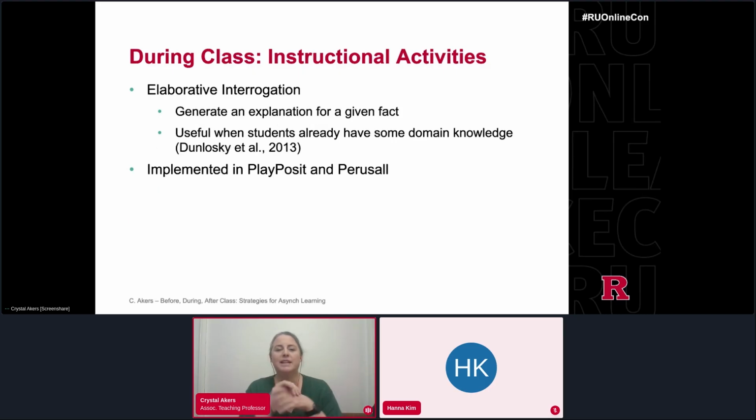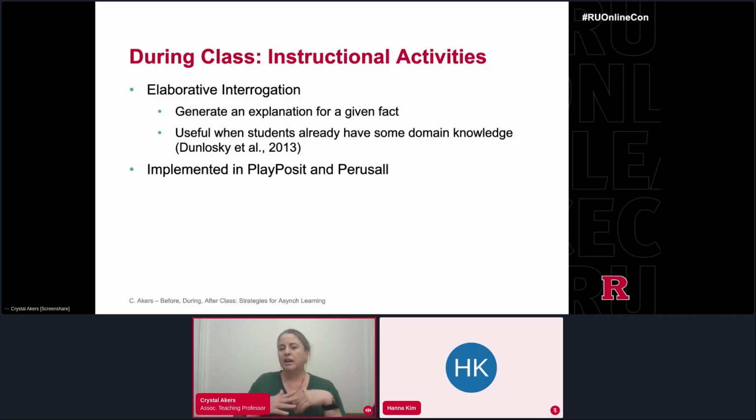Now, before showing you an example of how that looks, I just want to mention one other learning strategy informed by cognitive science, and that is elaborative interrogation. So this involves asking students to generate an explanation for some given fact, like why does this or that happen, right? So according to research reviewed by Dunlosky et al., this strategy is useful when students already have some domain knowledge. So it really incorporates nicely within the period of time we think of as during class or during the instructional period.